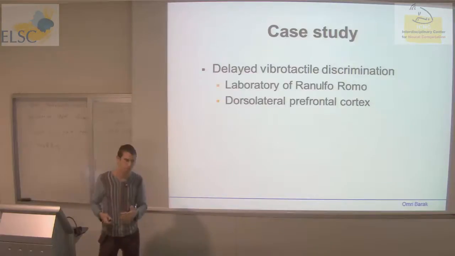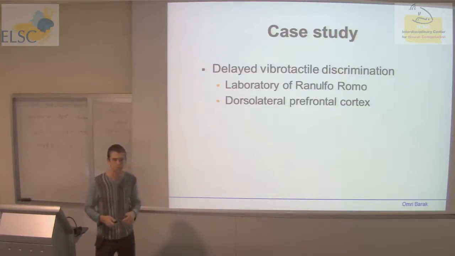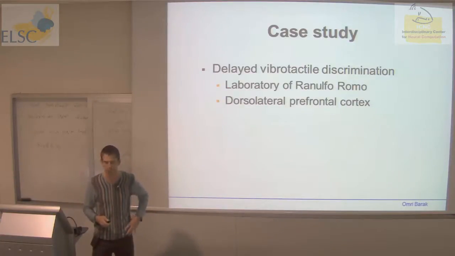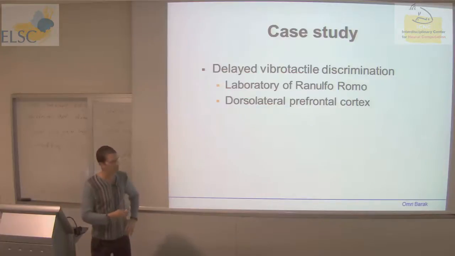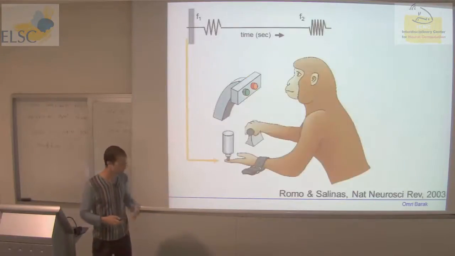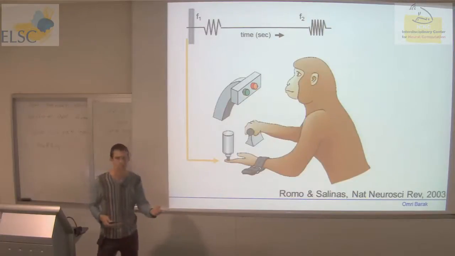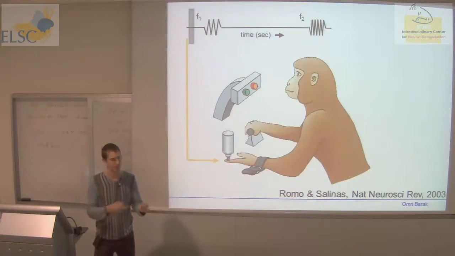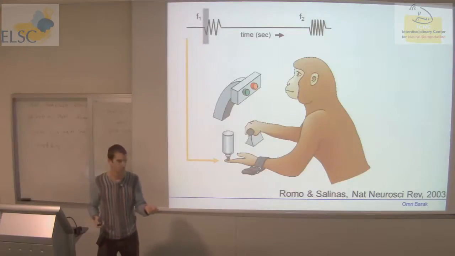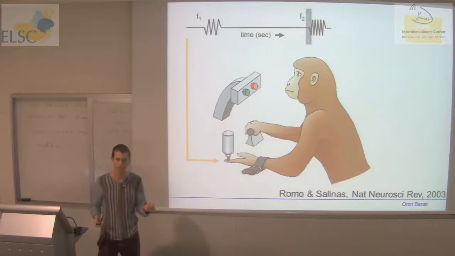To illustrate this point, I will use data from the laboratory of Ranulfo Romo, the delayed vibrotactile discrimination task, with recordings in the dorsolateral prefrontal cortex. The task is as follows. A monkey sits with an extended finger. A mechanical probe is touching the finger, and then at a certain point the probe vibrates with a given frequency, F1. Then there is a delay of a few seconds, after which the probe vibrates again with a frequency F2.